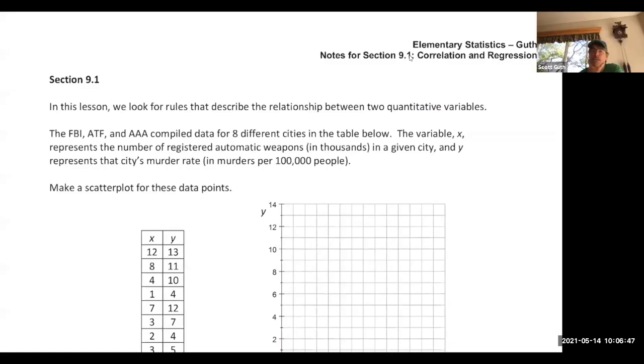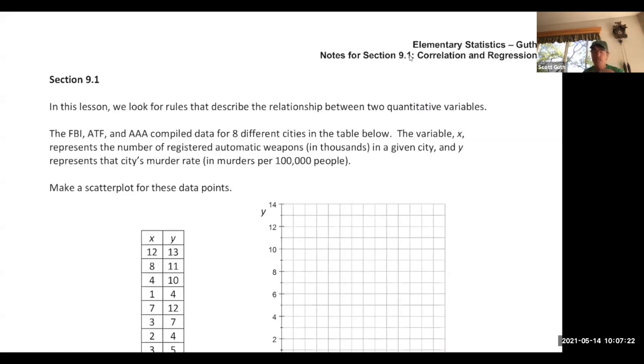Okay, so again, we're working on section 9.1, correlation and regression. The talk today is a bit complicated because I try to explain where all of the formulas come from and what they mean. It's a little stiff, but in the end, we're going to use Desmos to do all the computations. So this is actually pretty easy. It's just important to understand some of the more subtle concepts.